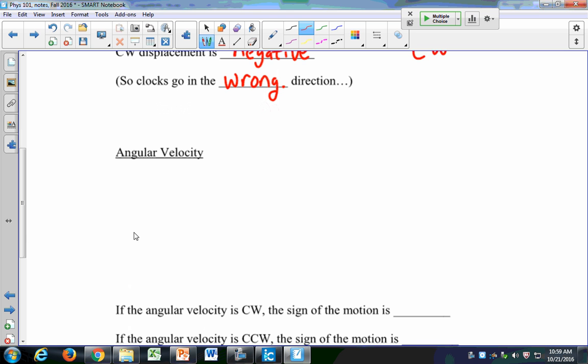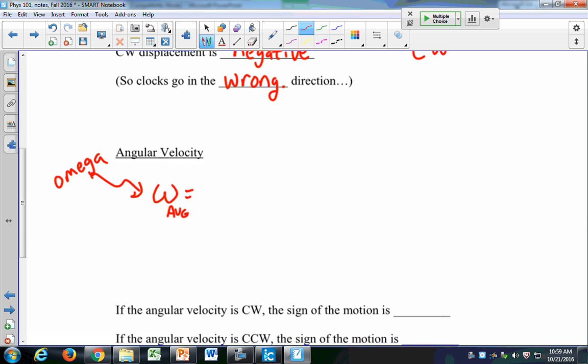Okay, so our angular displacement was theta. Our angular velocity we're going to call omega. This is the Greek letter omega. It looks like a W, but it's a little more rounded. It's the lowercase Greek letter omega. So we'll call angular velocity omega, and we'll have a couple of things. We'll have our average angular velocity.